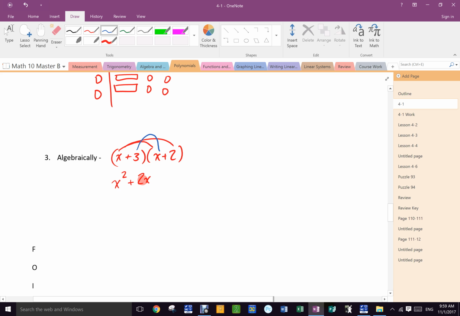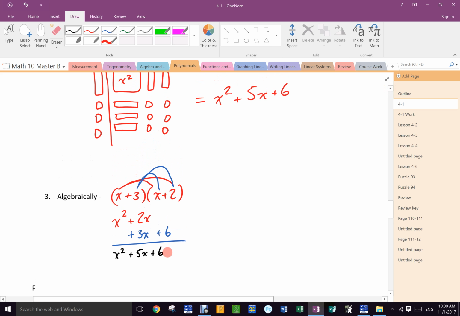Now, I've already got some x's, right? So I'm going to keep those x's together. And then 3 times 2, what's that? Plus 6. I've got no other numbers, so it's out by itself, leaving me a final answer of x squared, 2 x's and 3 more x's is 5 x's, and 6 is by itself. And you can see that you get the same answer.